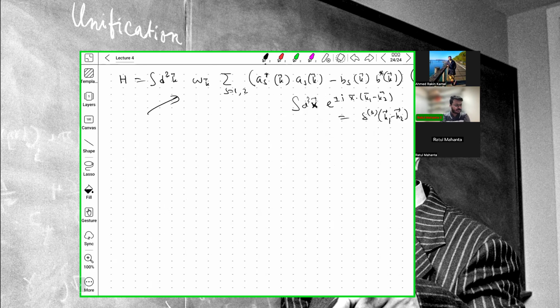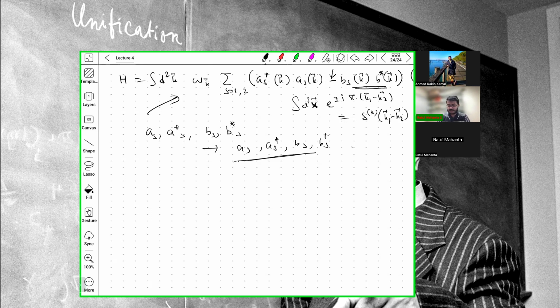And we will promote everything to operators. Now A star, B star will now go to operators. And you can see that you have to allow an anti-commutation relation. Otherwise, there is a negative energy for the modes.